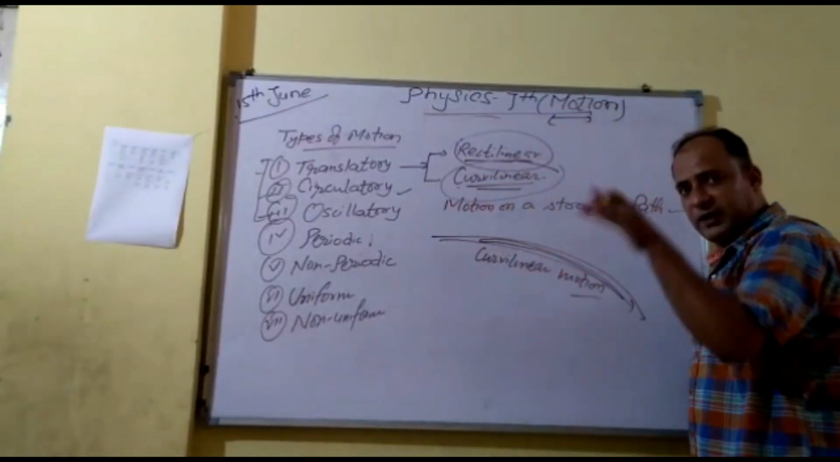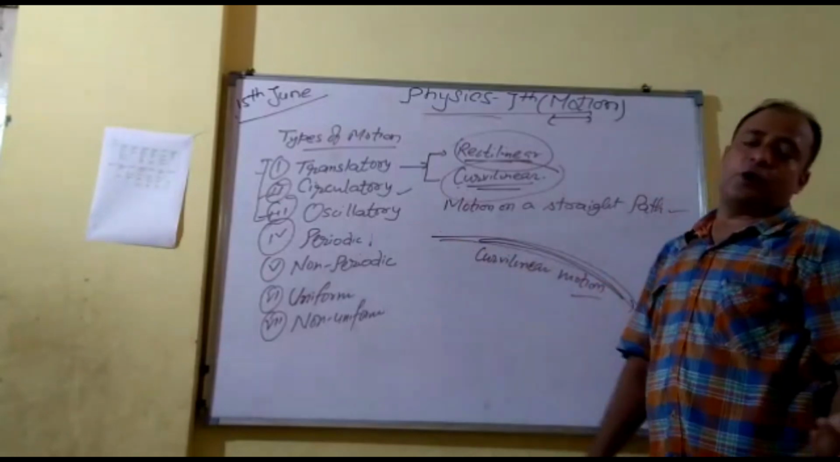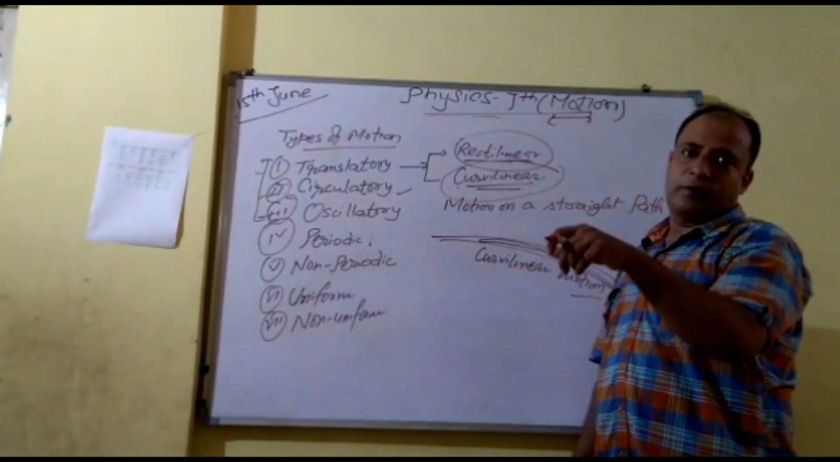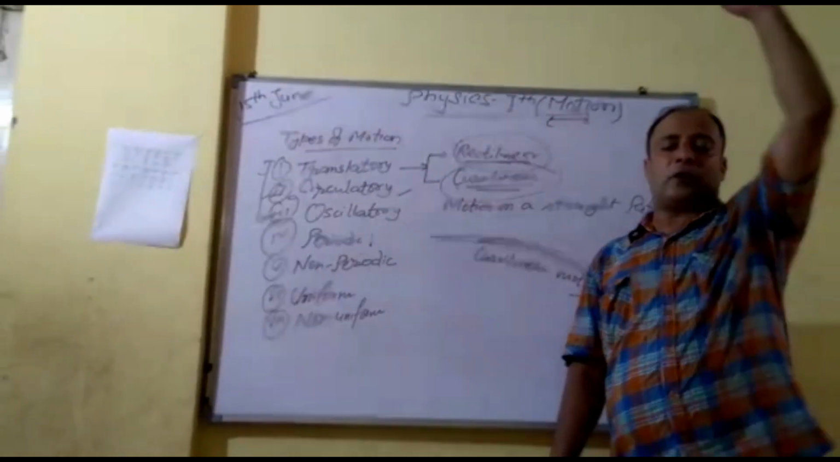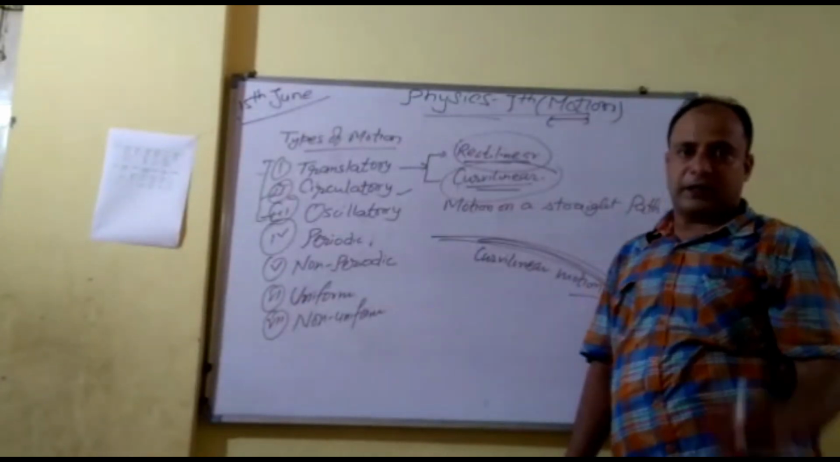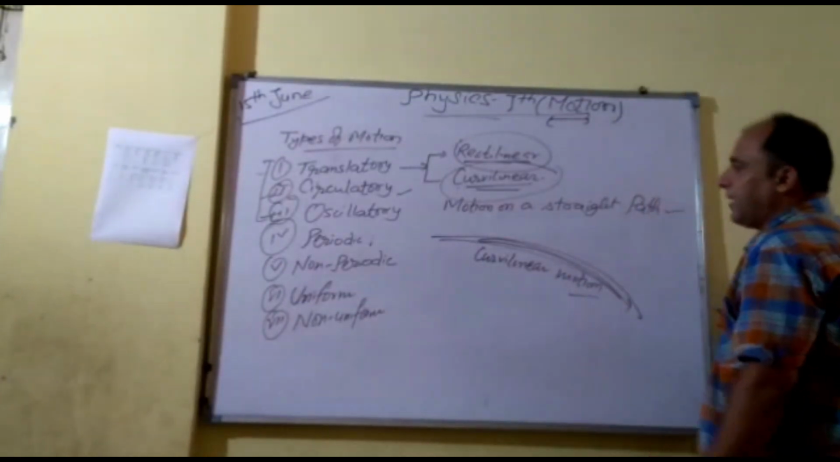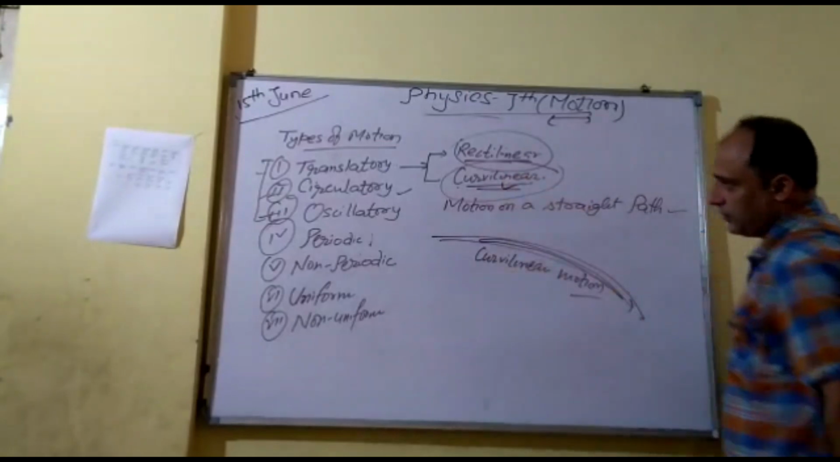It looks like a straight path, but it is curved. So, suppose you throw a stone, or throw something from the top of a building. It is not straight. It is always on a curve. So, such kind of motion is called curvilinear motion.